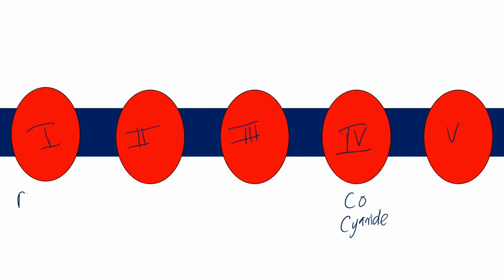There's one at complex 1, and it's called rotenone. I hope I'm pronouncing that correctly. This is really simple to remember. This is at complex 1. Let's look at the word. Rotenone, roten-1. It affects complex 1. It inhibits complex 1. The other one that we're going to look at is called antimycin A.